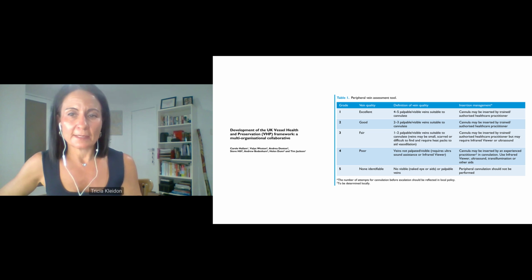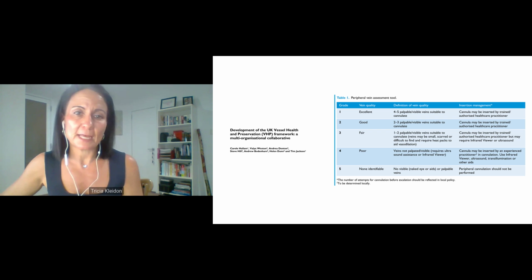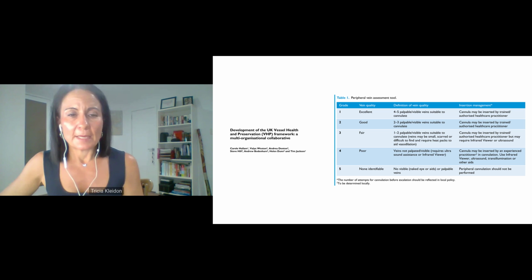We always get back to that same question: are there palpable or visible vessels? This tool was validated for adults, and they have a suggestion of the skill level of the clinician who should attempt peripheral intravenous access. But if you look at grade 5, it essentially says in someone with non-palpable or visible veins, access shouldn't be attempted. So what actually happens to those patients? How do they get their peripheral intravenous access?